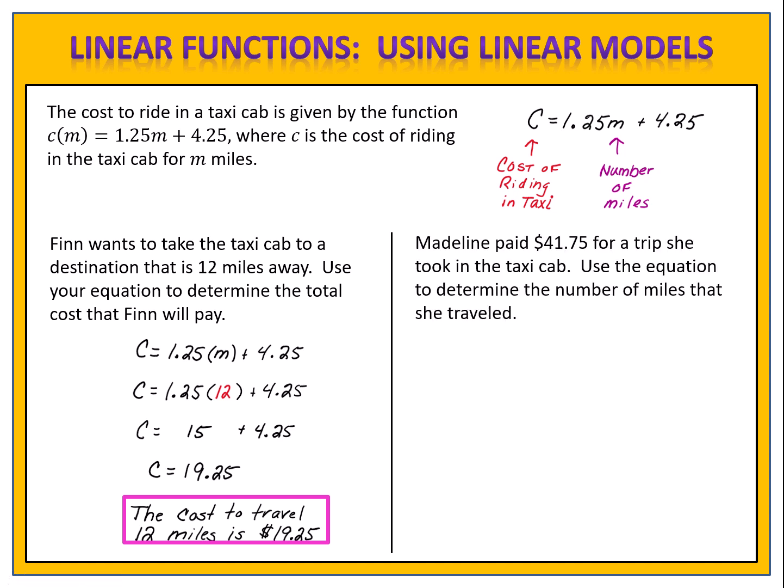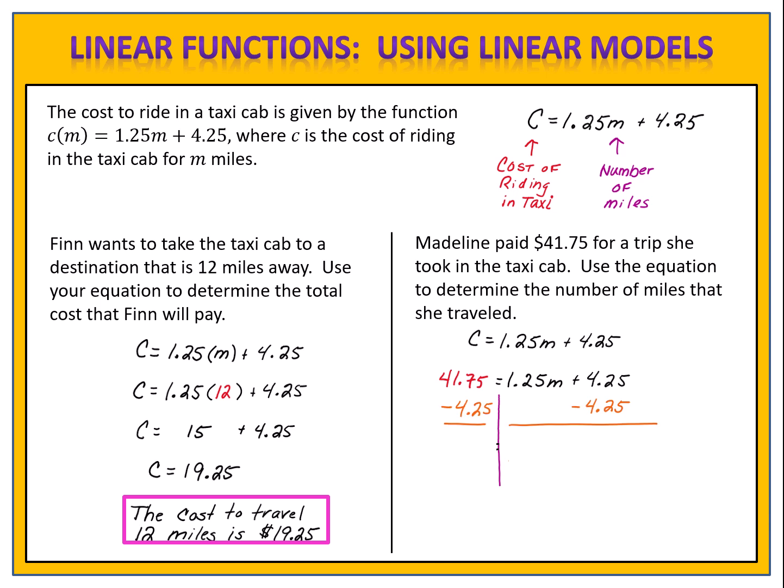In the next part of our problem, we have Madeline. Madeline paid $41.75 for a trip she took in the taxi cab. Use the equation to determine the number of miles that she traveled. The information given to us is that she paid $41.75. This is the total amount that she paid for the trip. And since we know that the variable c represents the total cost, we can substitute $41.75 in place of c, and then solve the equation for m in order to determine the number of miles that she must have traveled.